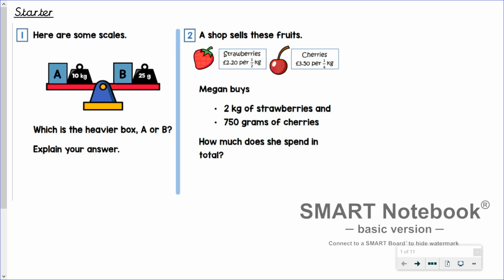Good morning, everyone. It's Tuesday, the 23rd of February, and this is your second maths lesson of the week. We're going to continue looking at our statistics, and we're going to move on to looking at the mean today.